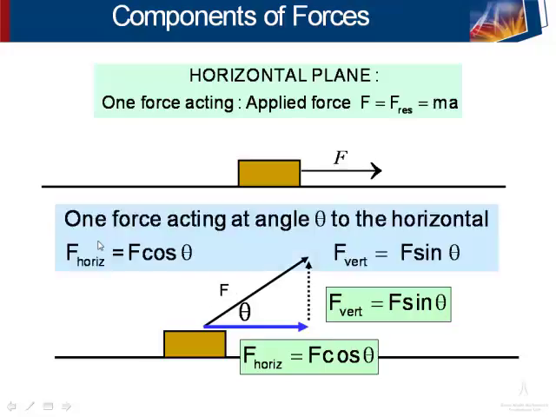So therefore we see if there's one force acting at an angle theta to the horizontal, we can calculate the component F horizontal by multiplying the force in newtons by cos theta, and the vertical force can be calculated by F sine of the angle theta.